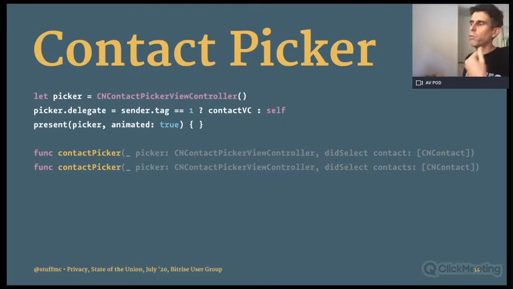And the reason why I do this sender tag like equals 1 is it's kind of tricky, because the moment you implement the contacts with an S, the single contact won't be there anymore. So if you need an option, for whatever reason, to show I only want to select one contact or multiple contacts, then you have to have two controllers.